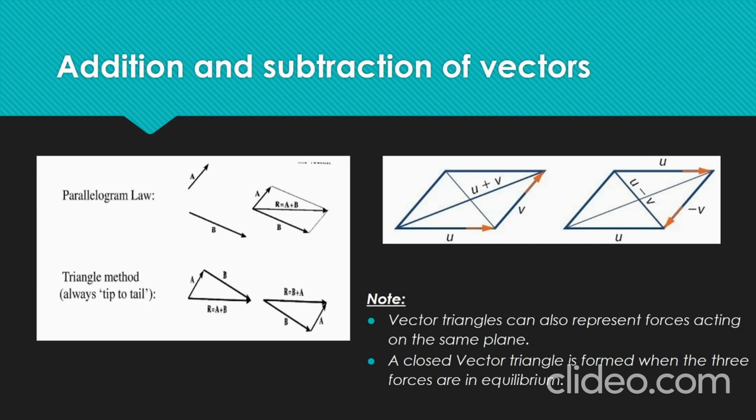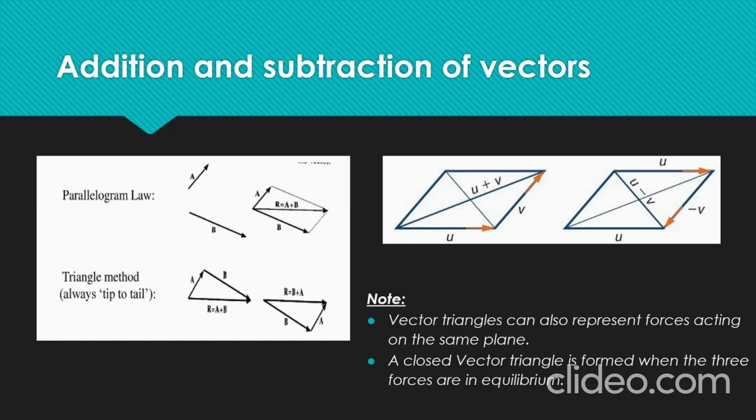When the arrows join tail to tail, you can draw parallel lines to form a parallelogram, and the diagonal passing through will be the resultant vector. This is the parallelogram law. In the case of the triangle law, the tip and tail of vectors join, and the line joining the ends of the vectors is the resultant vector. These two laws are followed the same way in both addition and subtraction of vectors.